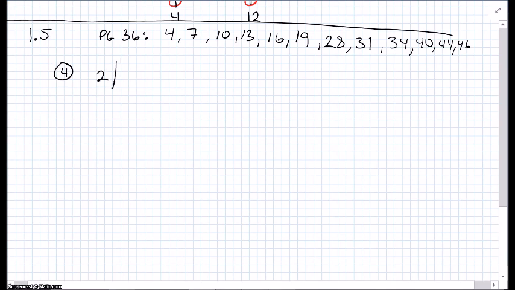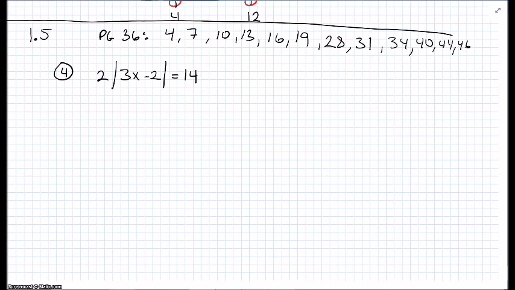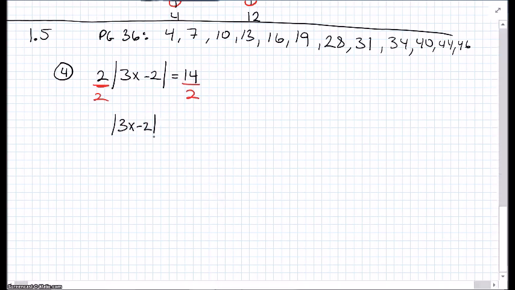2 absolute value of 3x minus 2 is equal to 14. Remember, we're treating absolute value signs like parentheses, so we don't want to mess with them. We want to keep them isolated. We've got to get the absolute value isolated on one side of the equation, so we divide each side by 2. So we get the absolute value of 3x minus 2 is equal to 7.